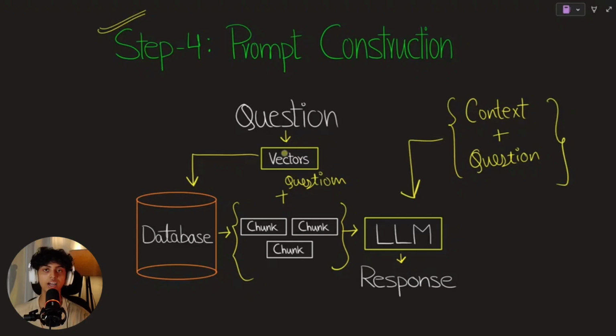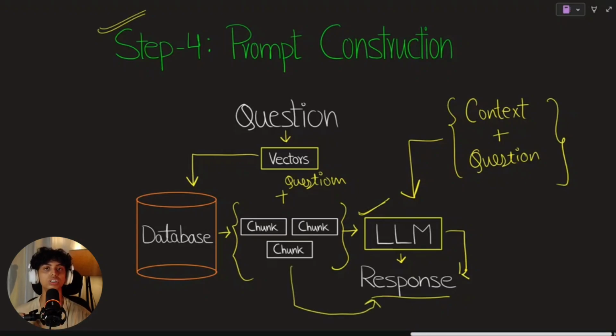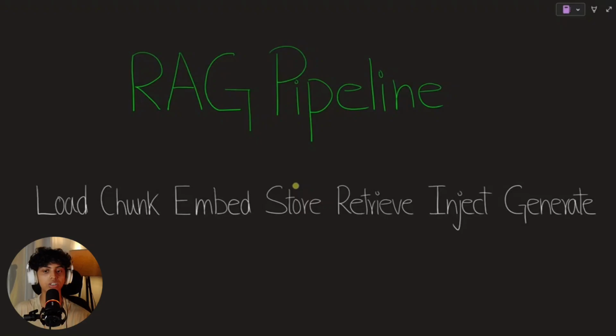And at the end, the final step comes in, which is generation. So the LLM reads the prompt with the injected context and generates an answer grounded in the retrieved information. And this answer is not from memory or from the training data, but from the actual relevant chunks you just gave it. So that is the complete RAG pipeline. Load, chunk, embed, store, retrieve, inject, and generate.